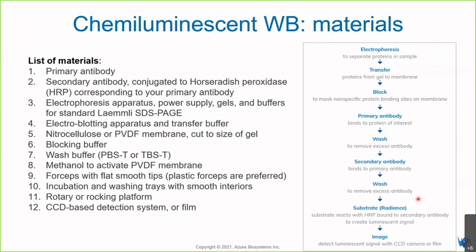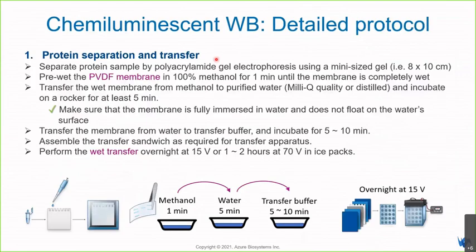So this is a detailed protocol. Firstly, we load the sample into the gel and run electrophoresis. This is what we call the protein separation step. We separate the protein samples by polyacrylamide gel electrophoresis using a mini-sized gel, for example, 8 by 10 cm. While running the gel, we should prepare the PVDF membrane. In this case, we're using a PVDF membrane. You can also use a nitrocellulose membrane.